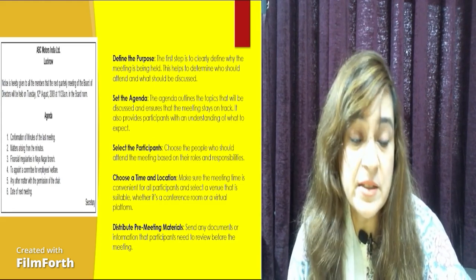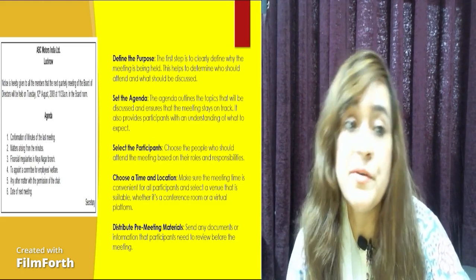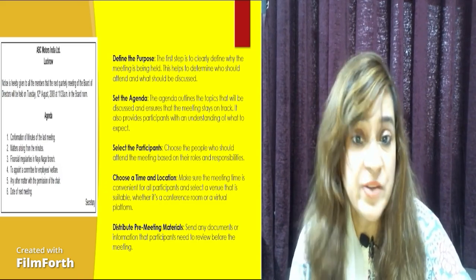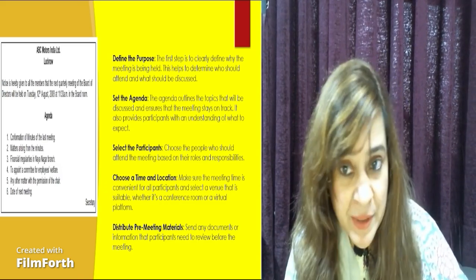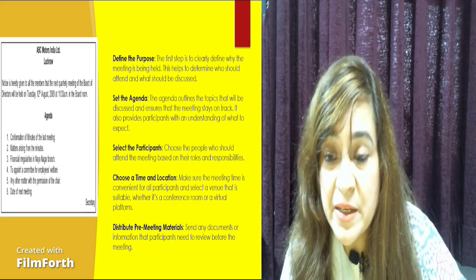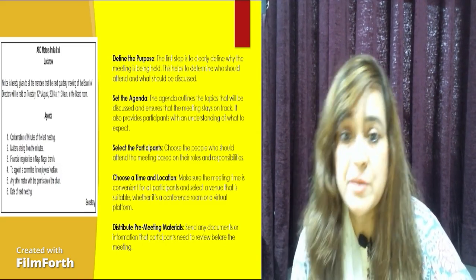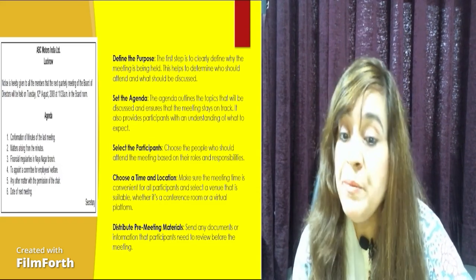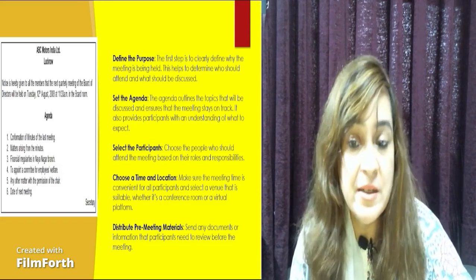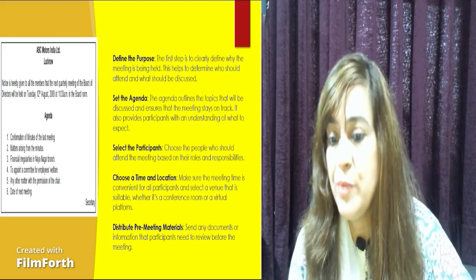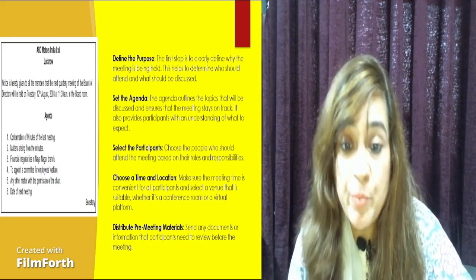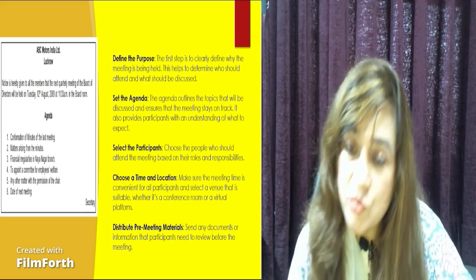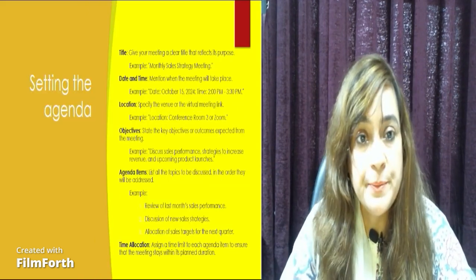Now define the purpose. So what is the first step? The first step is the meeting: where it is held, the agenda, and the participants are also decided, who will be attending the meeting, based on their roles and responsibilities. Then time and location are always there, and pre-meeting material is distributed. So any material that needs to be distributed beforehand, any document, any review report or any financial report, is usually distributed beforehand.